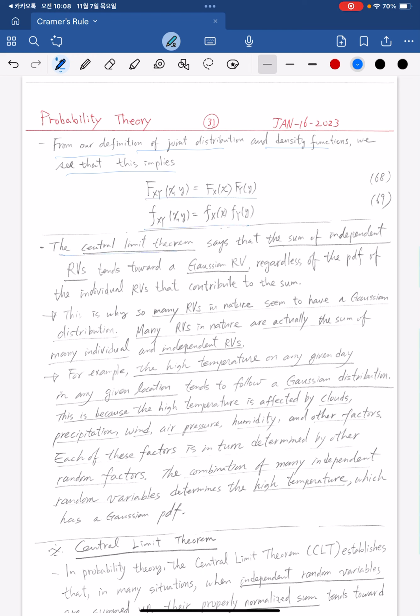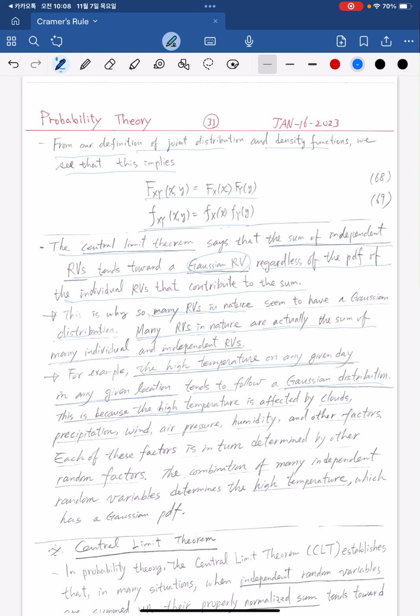The central limit theorem says that the sum of independent RVs tend toward the Gaussian RV regardless of the PDF of individual RVs that contribute to the sum. This is why so many RVs in nature seem to have a Gaussian distribution. Many RVs in nature are actually the sum of many individual and independent RVs. For example, the high temperature on any given day and any given location tends to follow a Gaussian distribution.